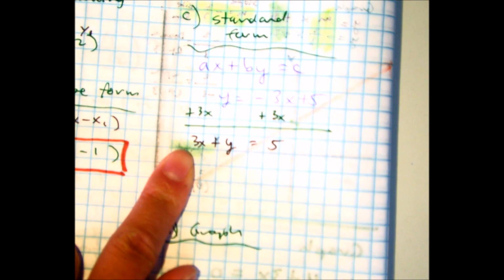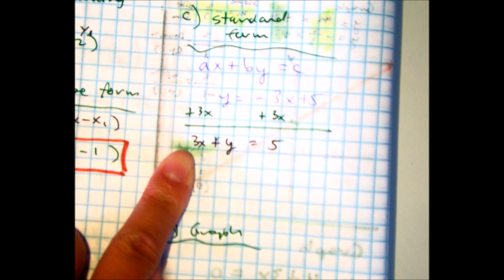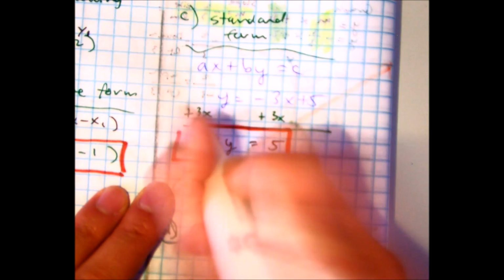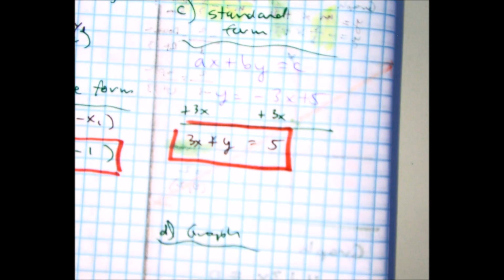Notice how in our notes we said a is greater than 1. Do you guys remember that? That means that the a value here is positive. There are no fractions. This is standard form. Let's graph this.